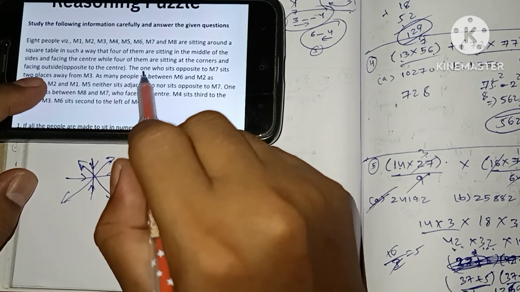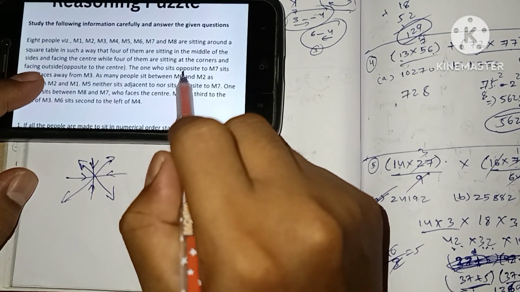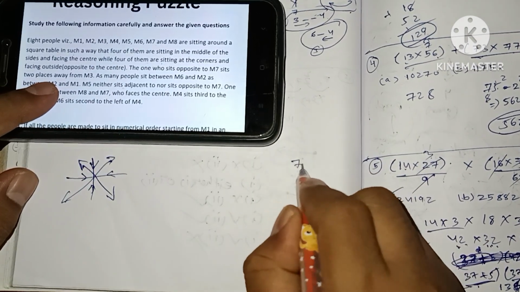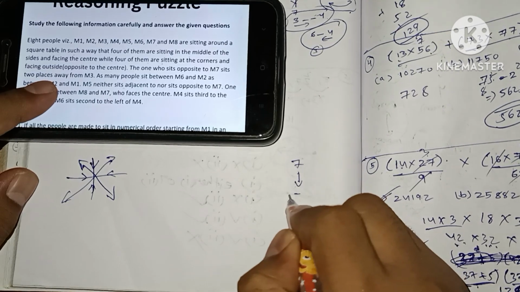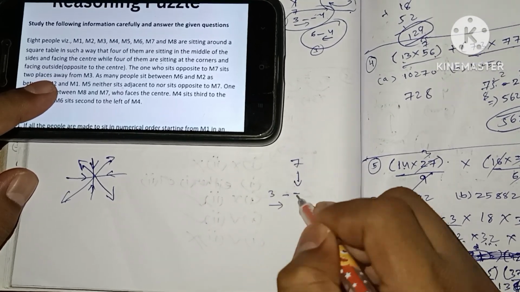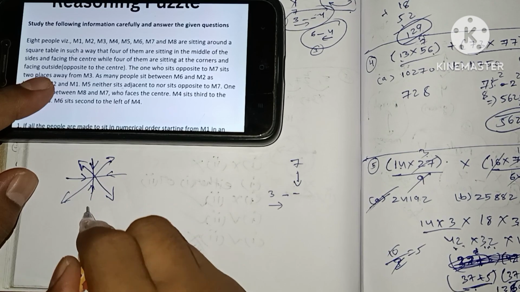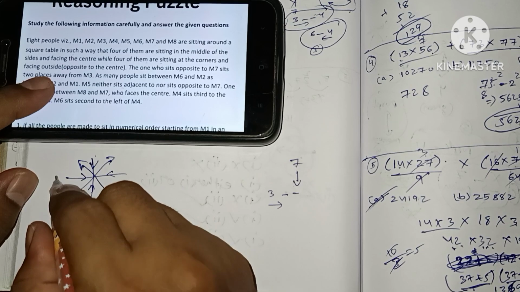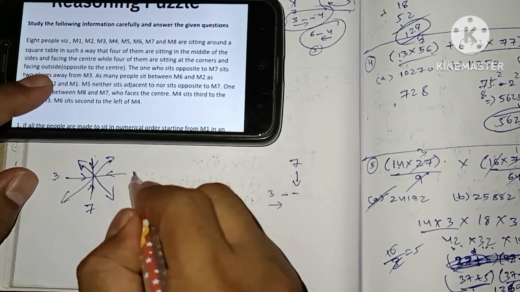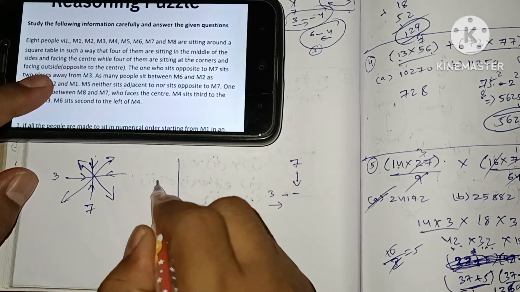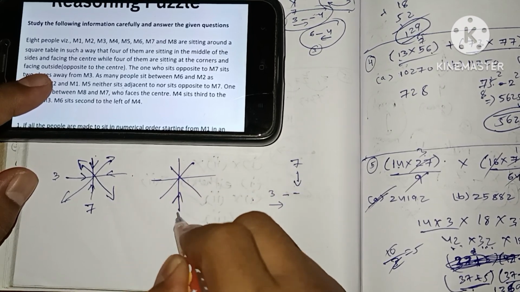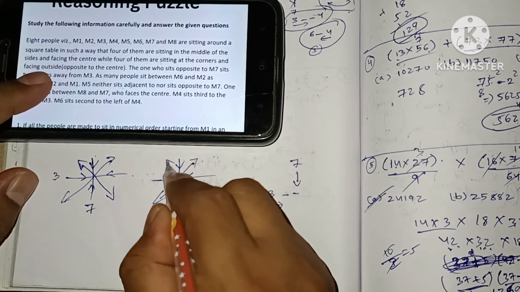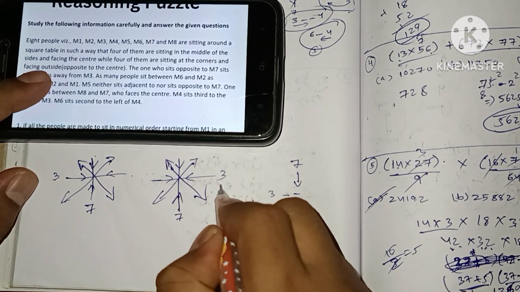Okay, the one who sits opposite to 7 sits 2 places away from 3. So the one facing 7 is sitting 2 places away from 3. Let's take that in our diagram. Let's put 7 here, opposite 7, and 2 places away means we can place 3 either here or here. So let's take the other possibility also. 7, and the possibility of placing 3 is here.